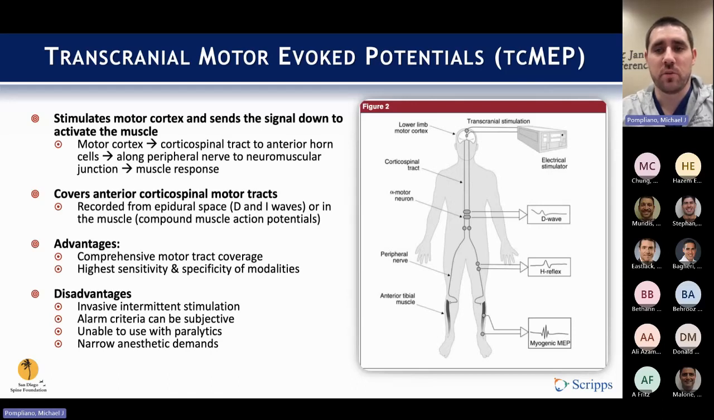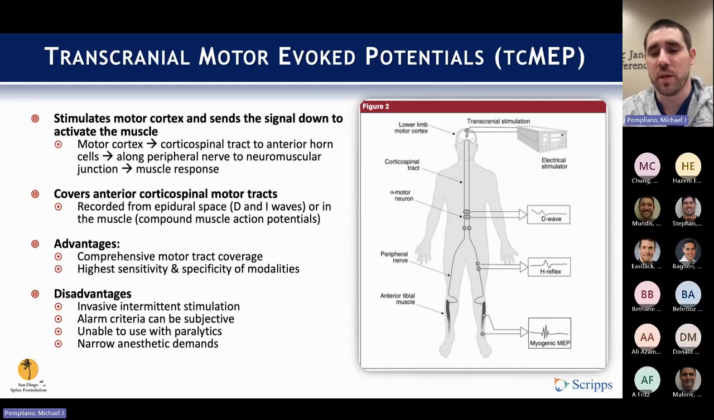Transcranial motor evoked potentials, MEPs for short, so I don't have to say that word the whole time. Basically, it's stimulating the motor cortex proximally in the brain, sending the signal down to activate the muscle. So it travels along the corticospinal tract to the anterior horn cells in the spinal cord, and then travels along the peripheral nerve to the neuromuscular junction where the muscle is depolarized and you see the response. This covers the anterior corticospinal motor tracts, and then depending on where along that pathway you're evaluating the signal depends on how it presents.